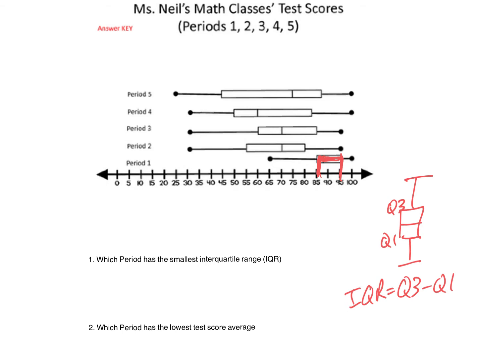And when they put numbers on, and I'm not going to have numbers on the quiz, usually they'll ask you the question, which period has the smallest interquartile range? And you guys will answer with what? Period 1. And then they'll say something like, what is it? And what is it, everybody? What's 95 minus 85? 10, okay? So that's always a possibility. But if I don't give you any numbers on it, there's nothing we can do, okay?